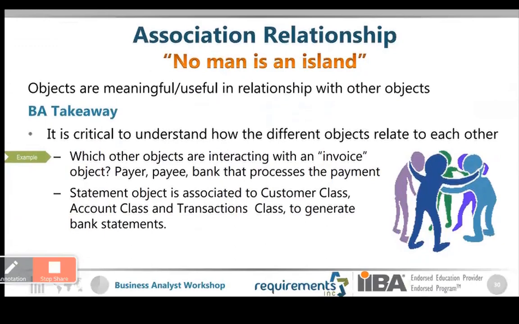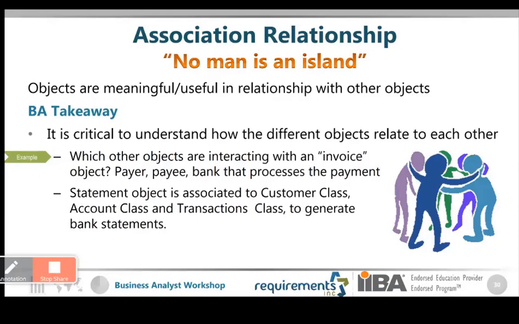All right. Next, let's get into association. Objects are meaningful and useful only based on their relationship with other objects. We already saw how they communicate with each other with messages, right? For example, when we talk about an invoice, just to generate the invoice, you need to know who the payer is, who the payee is, and who the bank is that processes the payment. All these come together when you're talking about invoices. So you're always going to have associated objects.